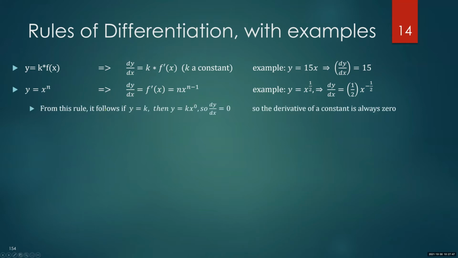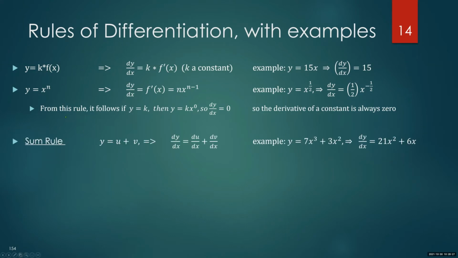From this rule, it follows that if y is equal to k, then y is equal to k times x to the power of 0. Now, x to the power of 0 is always 1. But if you differentiate x to the power of 0, you get 0 times x to the power of n minus 1, which is also 0. So dy dx is still 0, and so the derivative of a constant is always 0. You can show this graphically as well. If you sketch the line y is equal to 5, which is a constant, the slope of that line is 0.